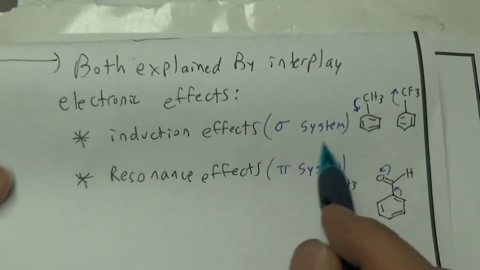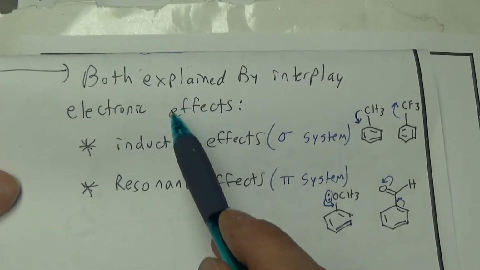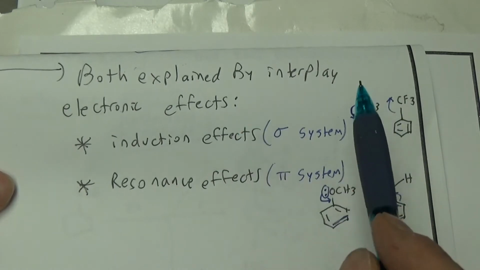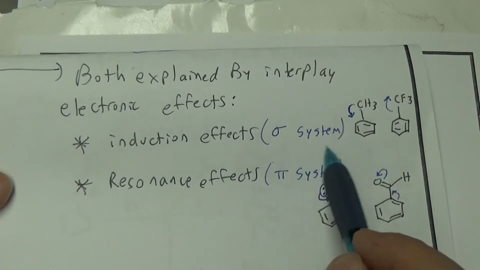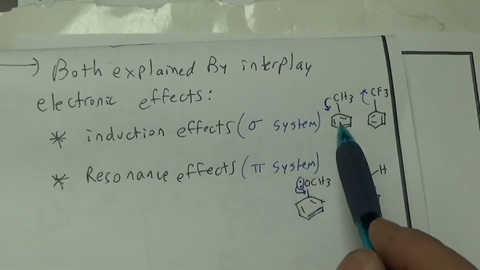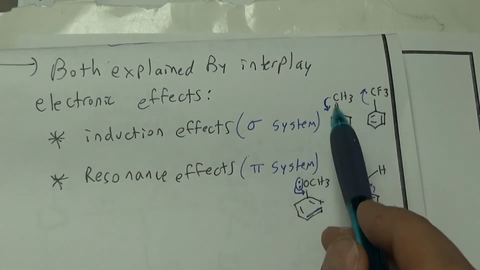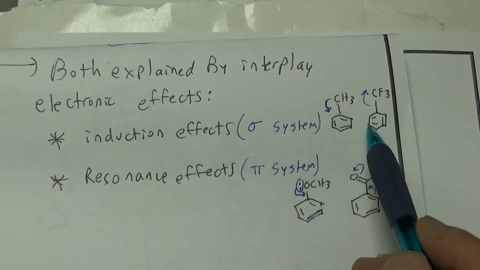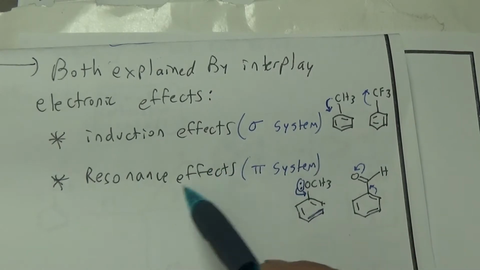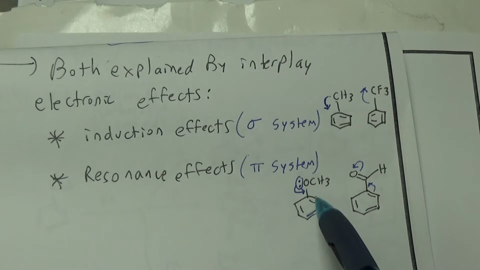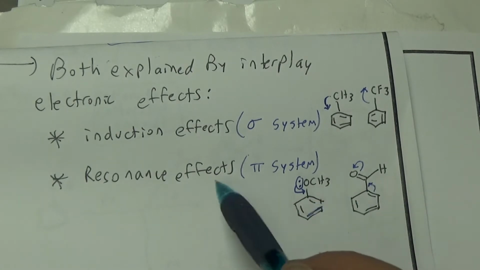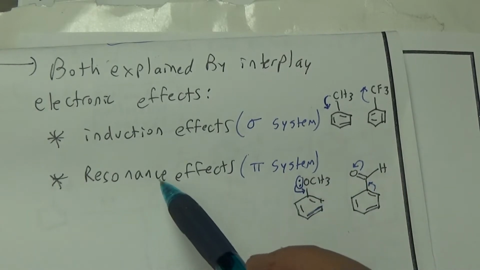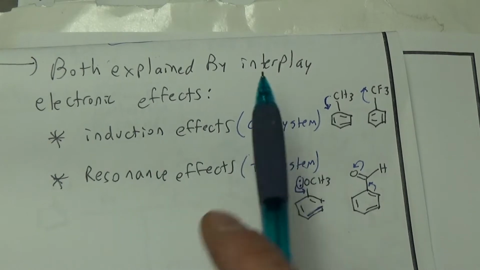The big thing to remember, and this is all from last time, was that it's an interplay of electronic effects. Induction effects go through the sigma electron system, and that's where you have CHs versus CFs. The CHs can donate electrons, the CFs can withdraw electrons. Those are called inductive effects. And when you have things that can form double bonds, like OCH3 or aldehyde, those are transmitting electrons to the pi system, and that's called resonance effects. So it's an interplay between inductive effects and resonance effects.